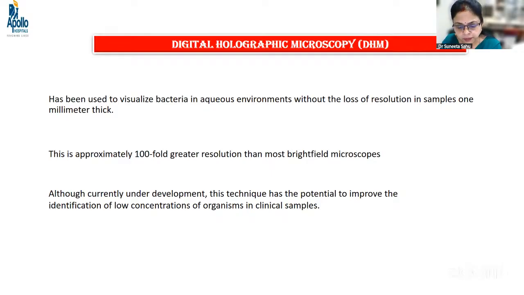And sometimes what happens is that when a gram stain is prepared from a sample, we do not get any type of organisms on the gram stain. So digital holography microscopy will help in those times where the concentration of organisms is less, to get information about the organisms present in the sample.